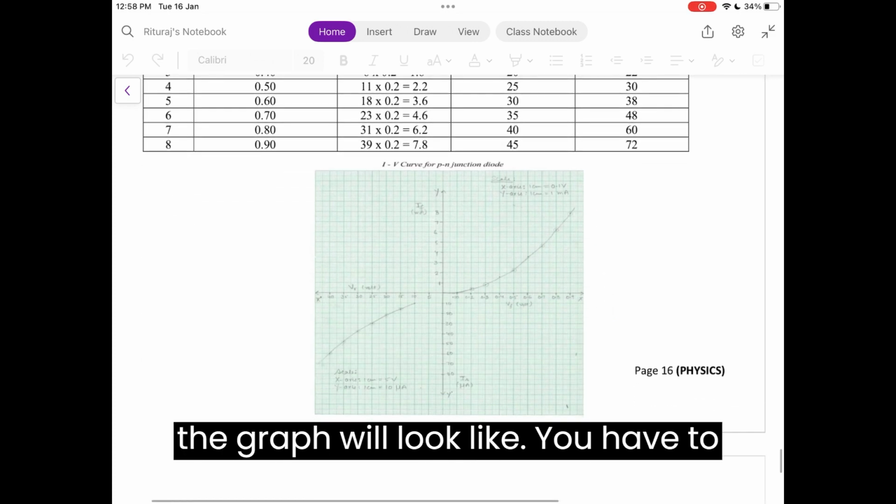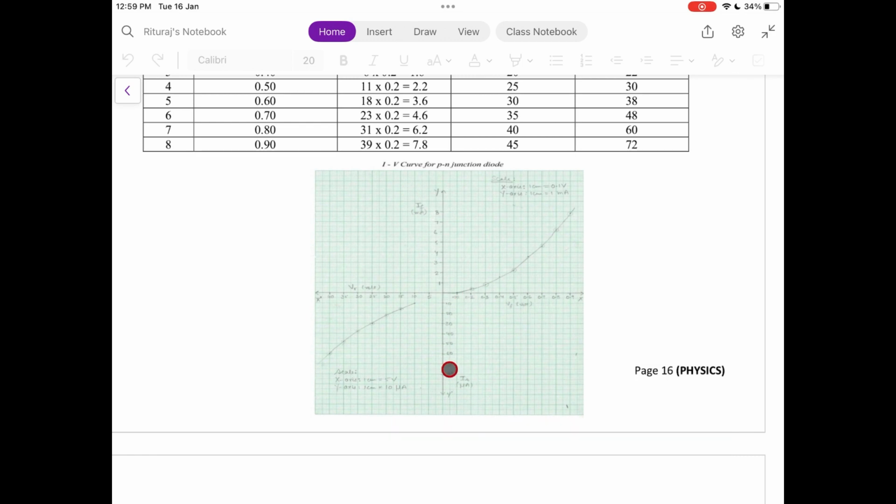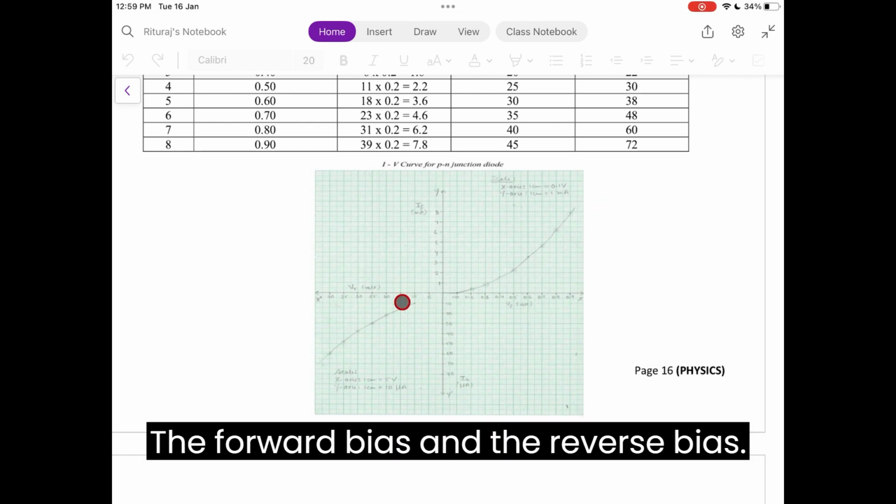This is how the graph will look like. You have to make the combined graph here in milliampere and here in microampere, the forward bias and the reverse bias.